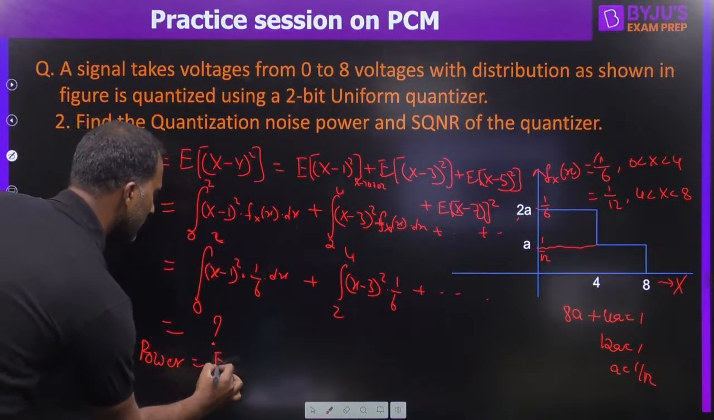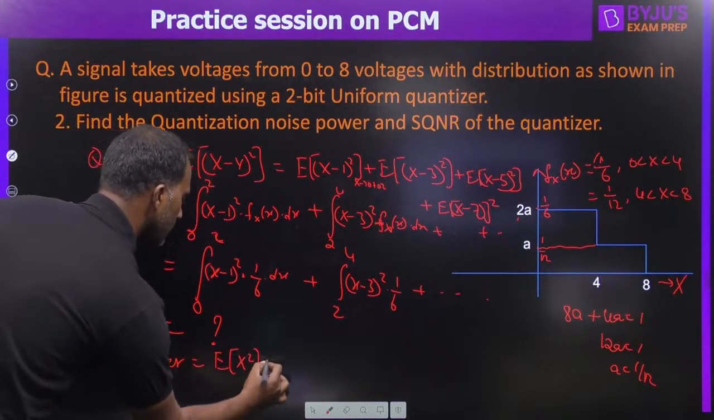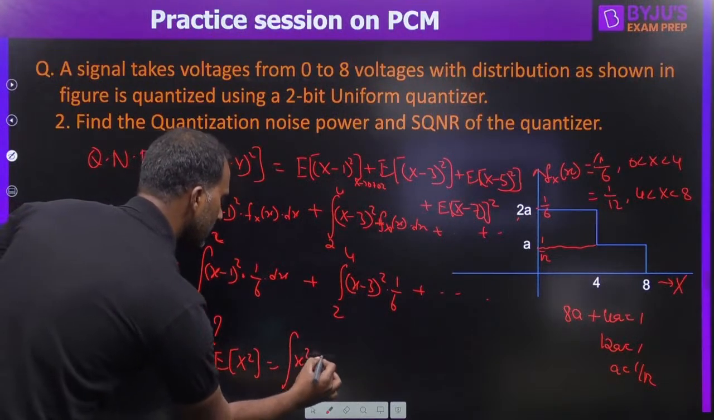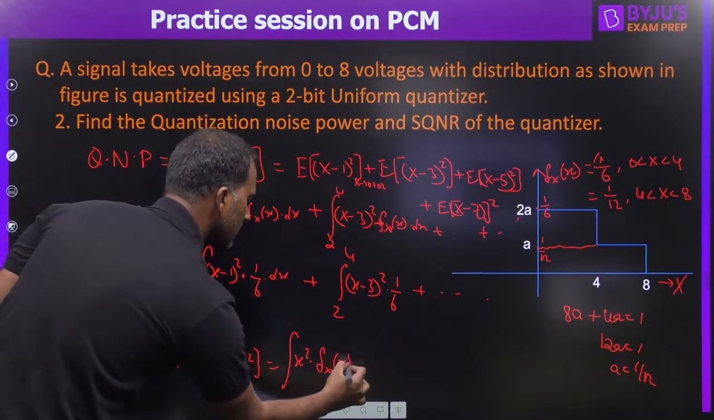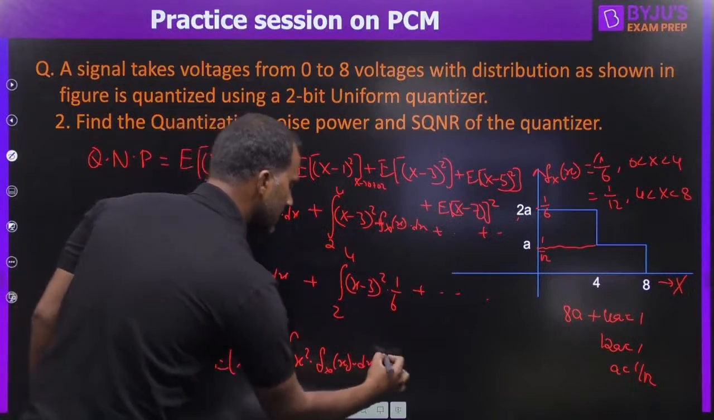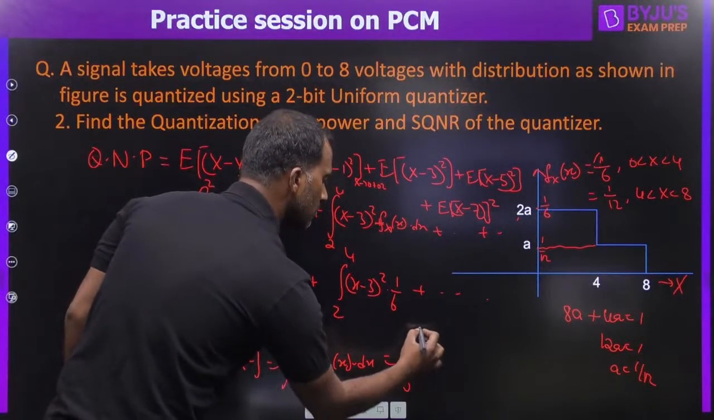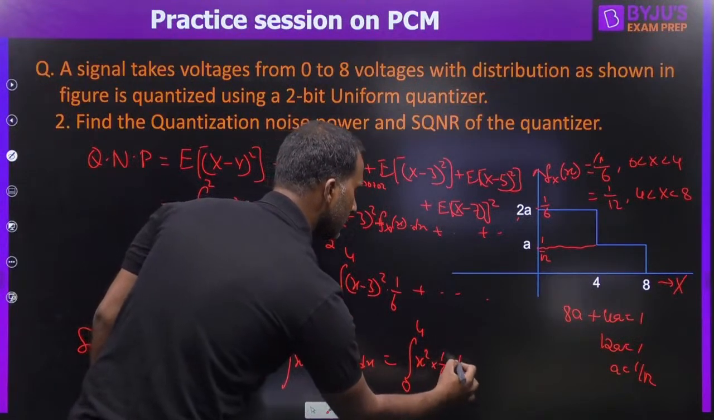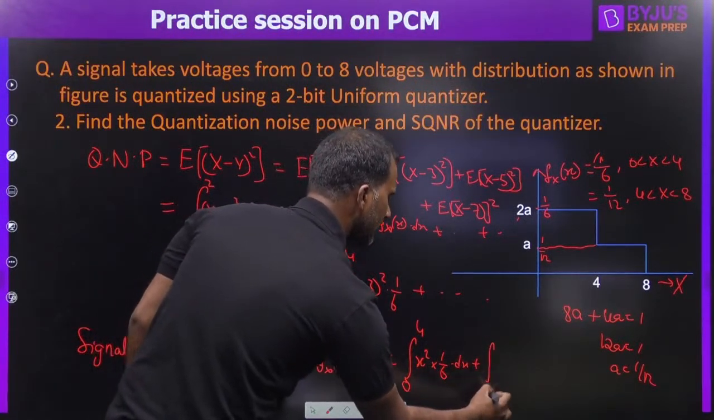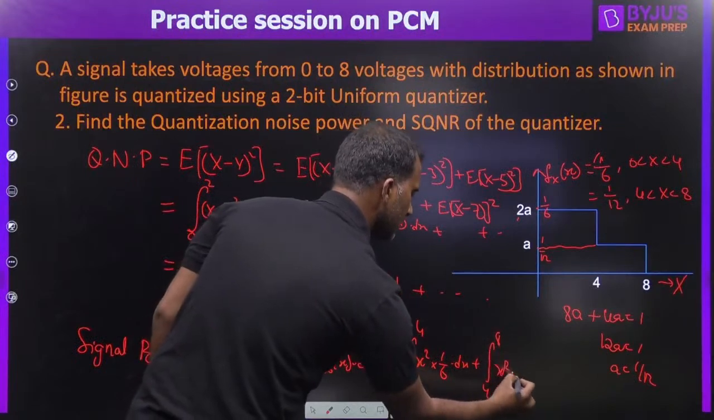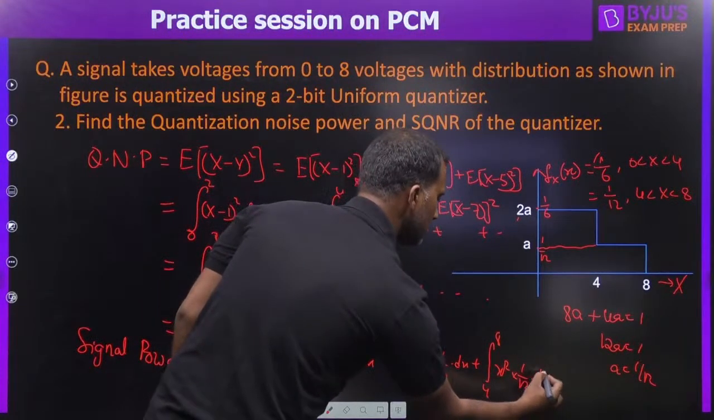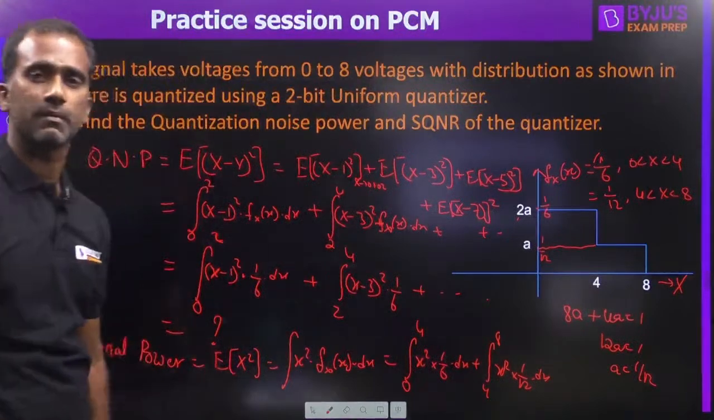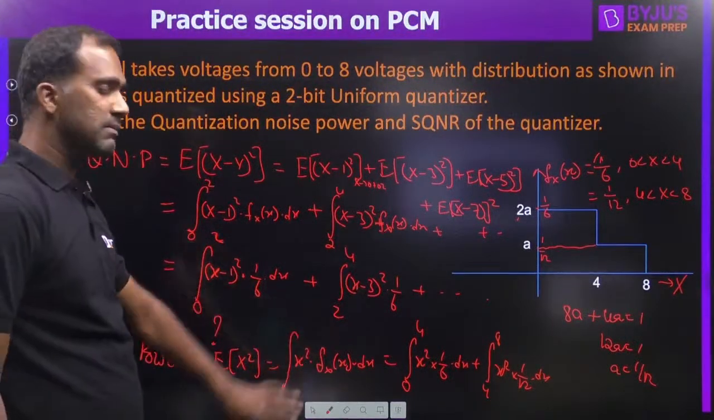Signal power is equal to the expectation of x², which is equal to the integration of x² times fX(x) dx. So we have the equation for fX(x). Let us substitute that. For 0 to 4, we have a certain equation, which is 1/6, and for 4 to 8, we have a different equation, which is 1/12. Just simplify this. You'll get the signal power. Very simple to find the signal power.